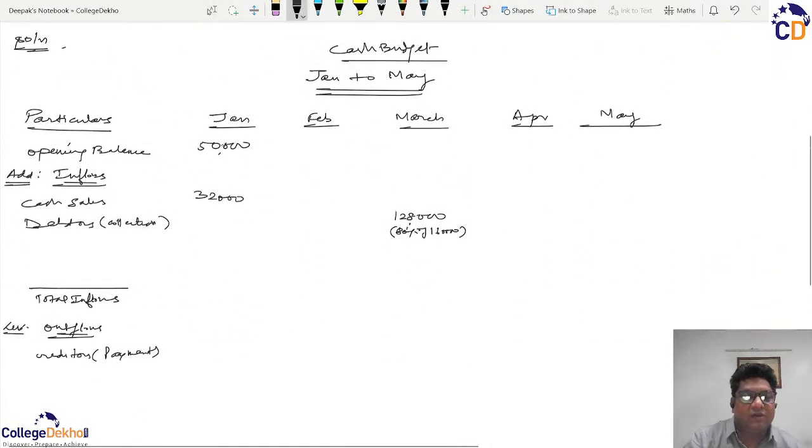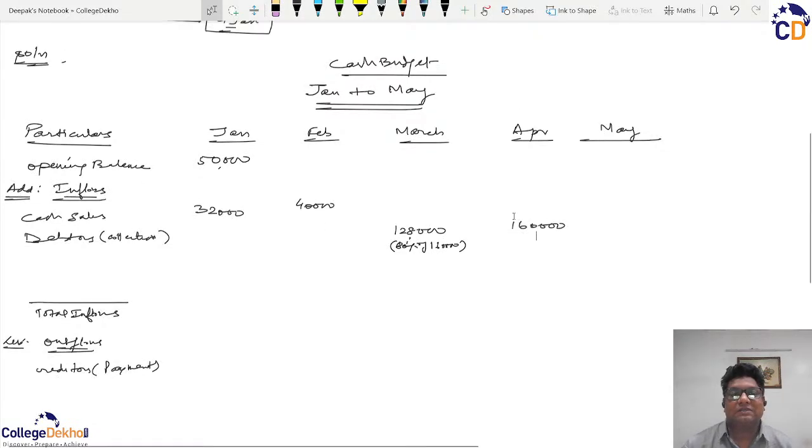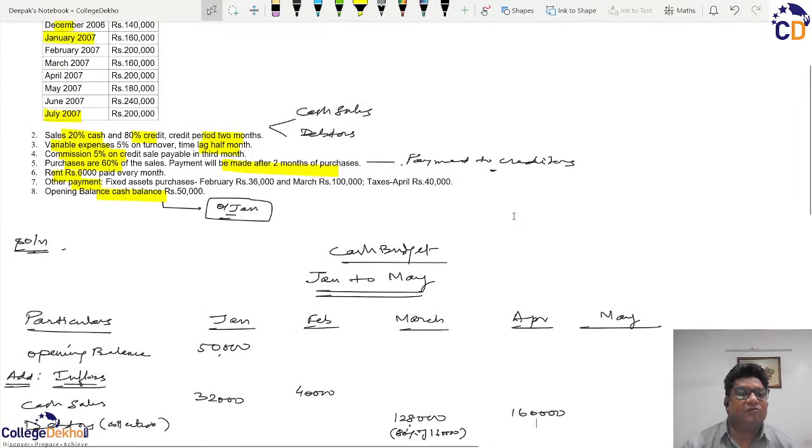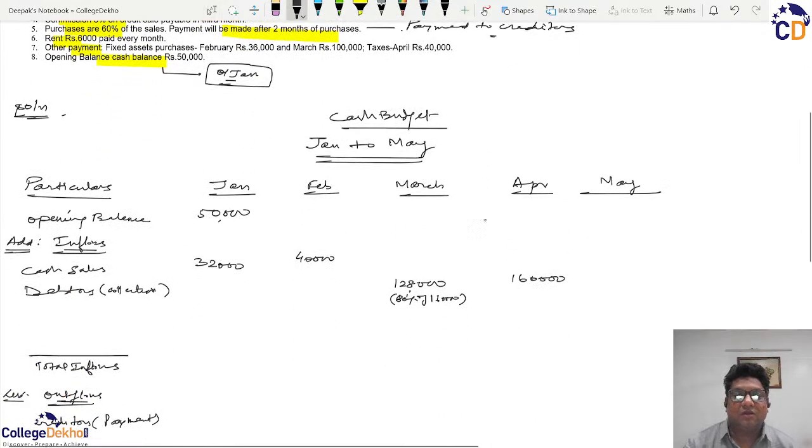Similarly, if we go to February, the sales is 2 lakhs. So it will be 40,000 cash sales in February, and this balance 160 will come in April. That is 80% of 2 lakhs. Similarly, the sales of March is 160 again, so 20% of 160,000 will be the cash sales, and the balance 128 will be collected in May.